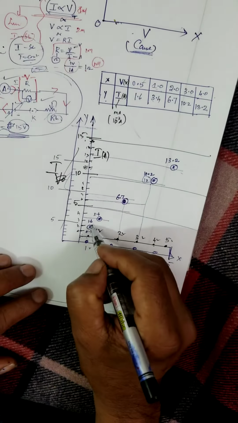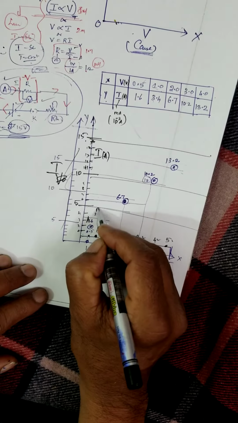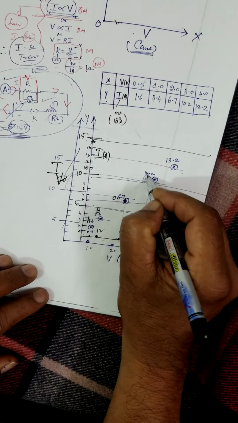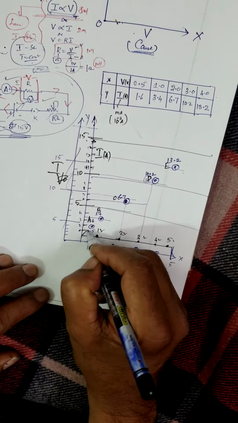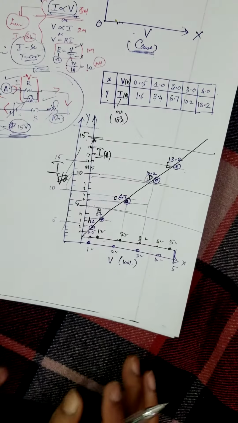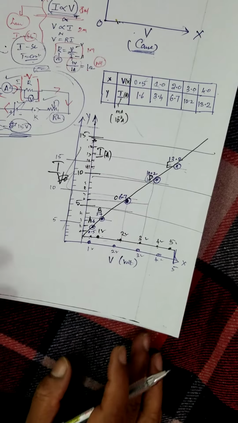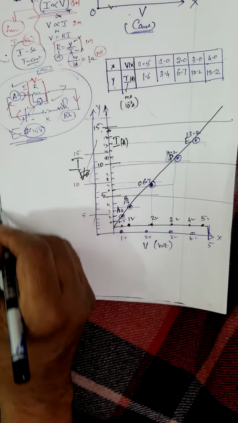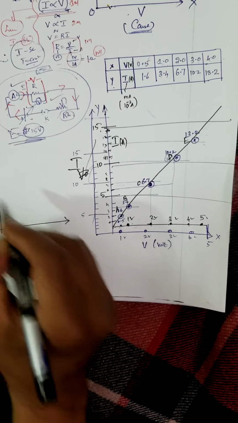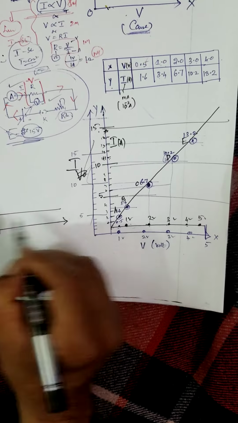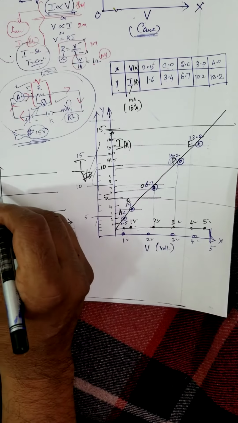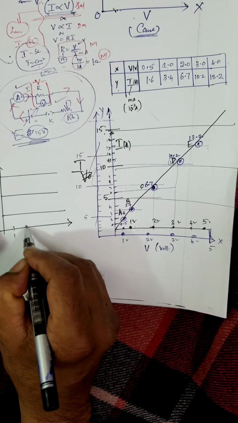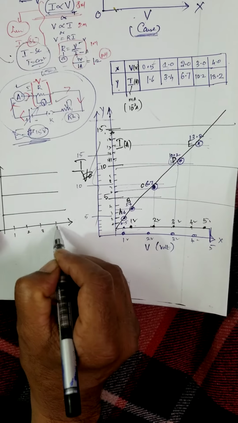What do you observe from this? A, B, C, D, E. Therefore, we got a straight line, is it not? Now, I write it clearly. This is 5, 10, 15, and 1, 2, 3, 4.